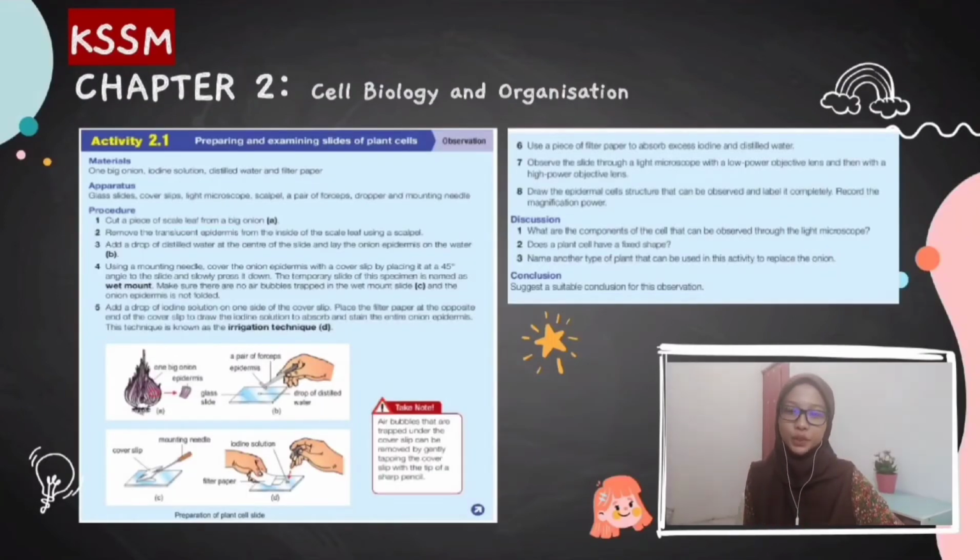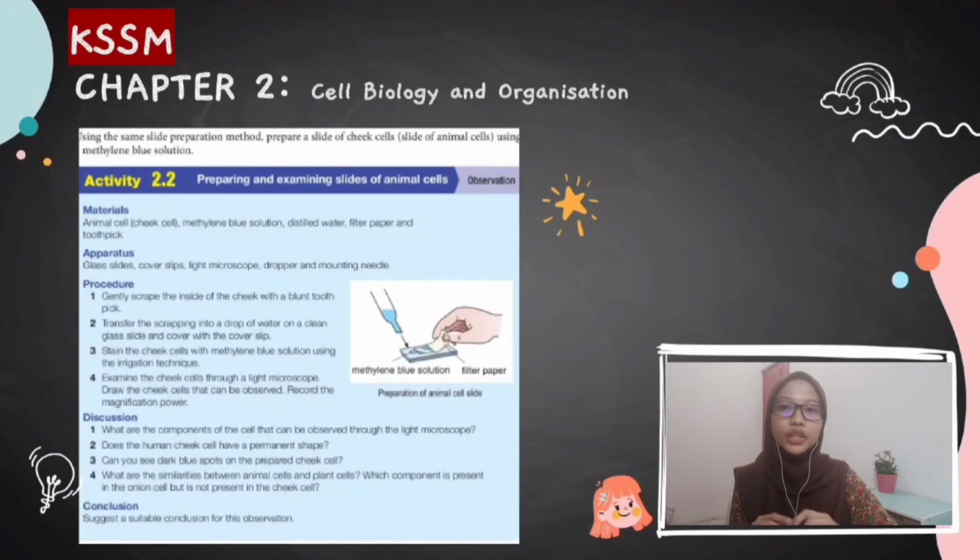Moving on to chapter 2, there are two compulsory experiments. Both experiments are related to each other. First is experiment on preparing and examining slide of plant cell. In this experiment, students will be able to learn the irrigation technique, which is a very important technique in preparing slide of any sample. Meanwhile, activity 2.2 is experiment on preparing and examining slide of animal cell, which also uses the irrigation technique that needs to be learned in the previous experiment.